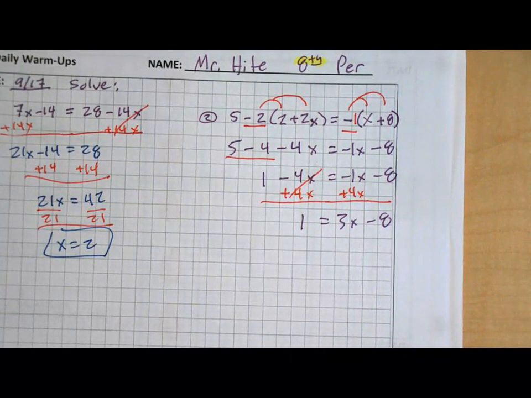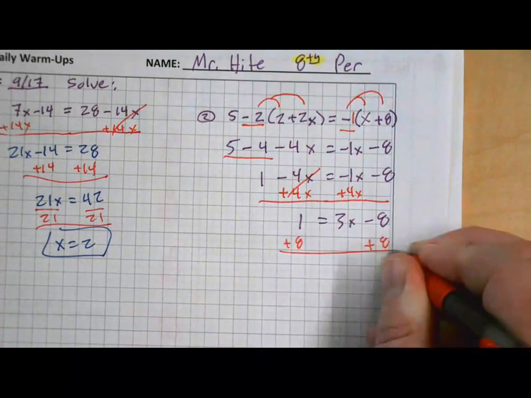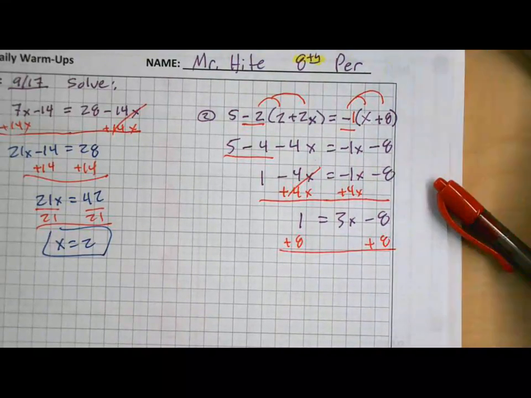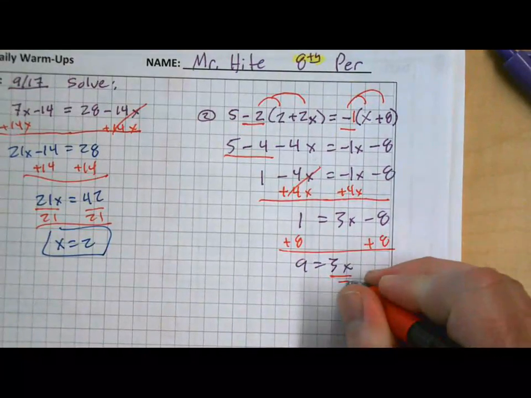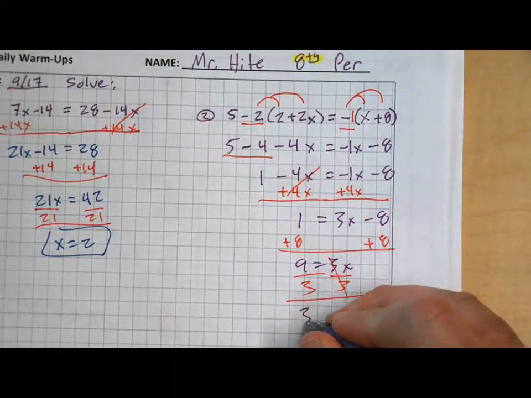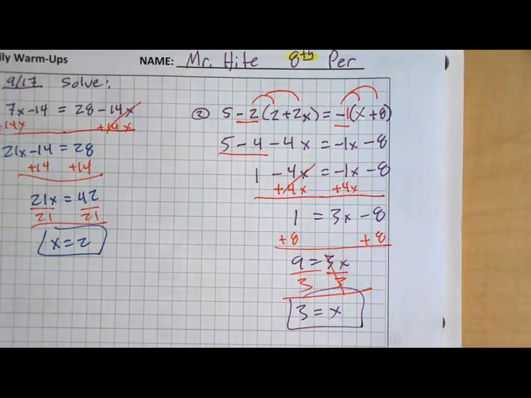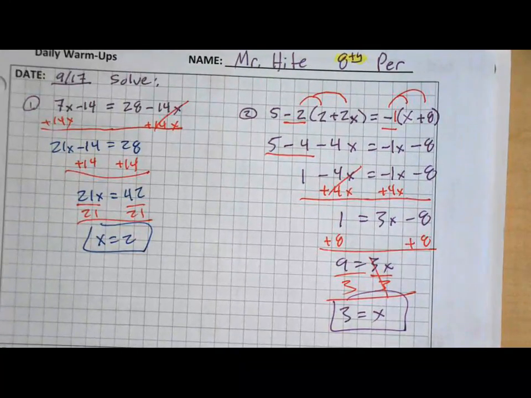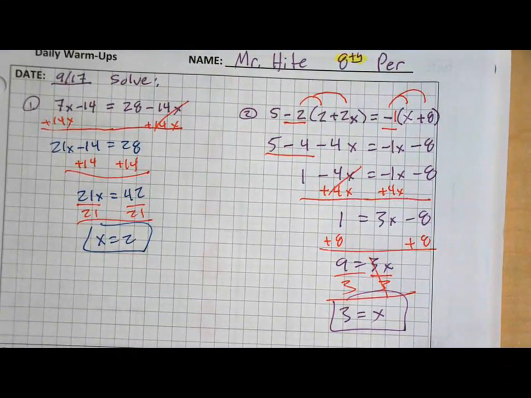Now that we got x by itself, just finish up the last couple steps and get rid of that other stuff over there. Any questions on number 2? Questions?